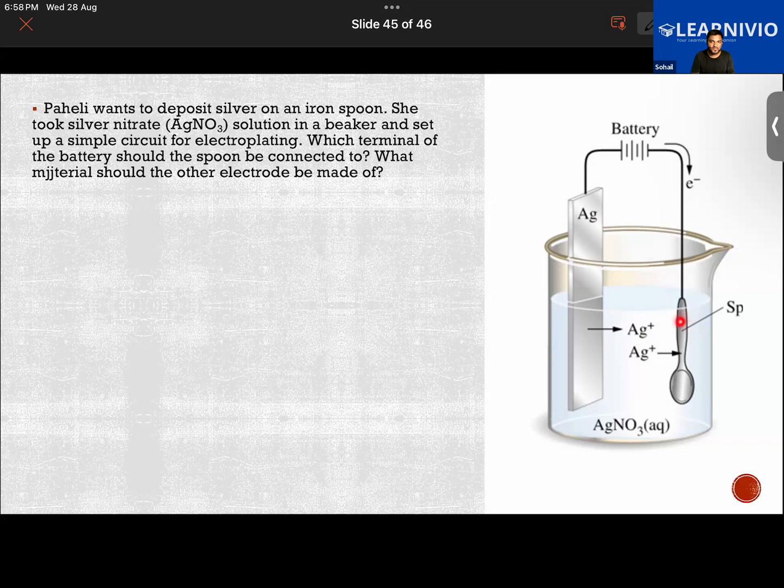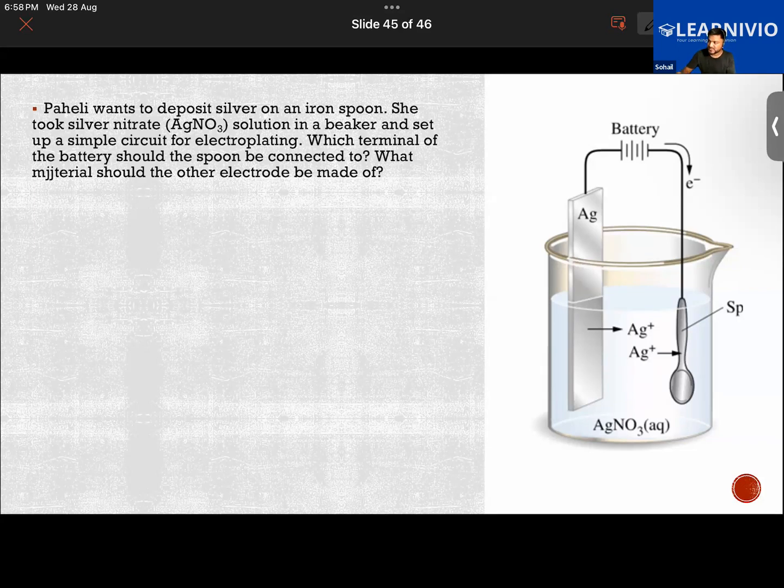Yes, sir. Right, Khadija and Roni and Gauri? So answer the question, a simple question. In fact, I have already answered it. What's the answer to this, guys? Which terminal of the battery should the spoon be connected to? Negative. Negative terminal. Very good. And the other electrode should be made up of? Silver, obviously it should be silver, no?